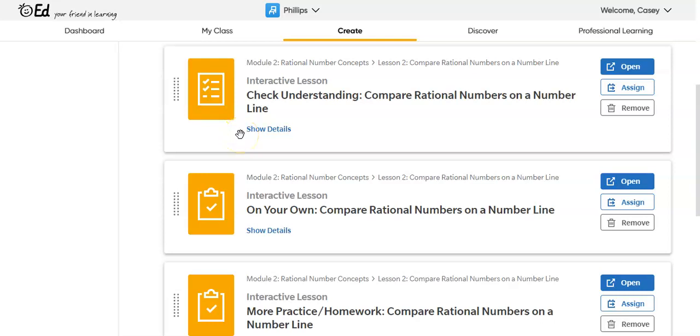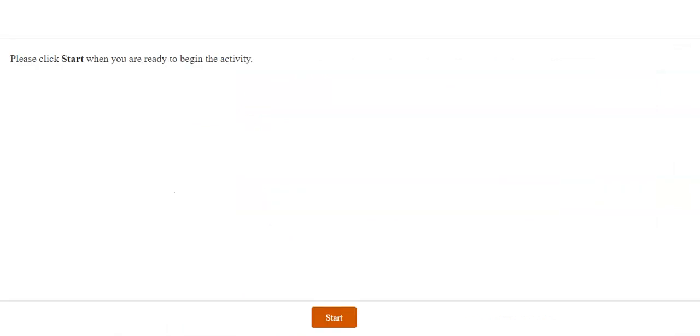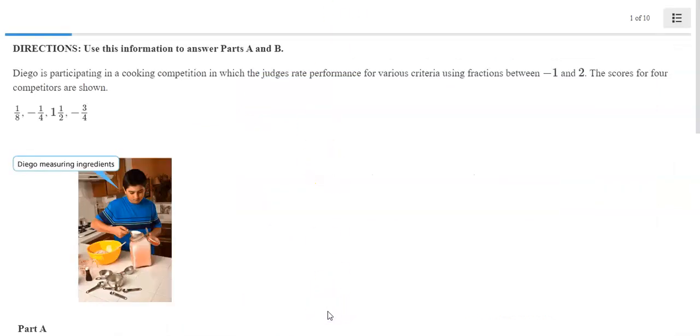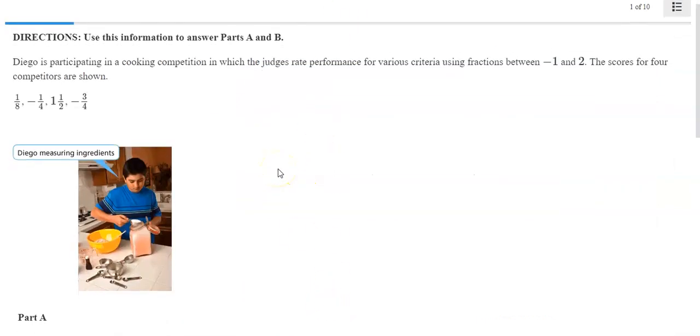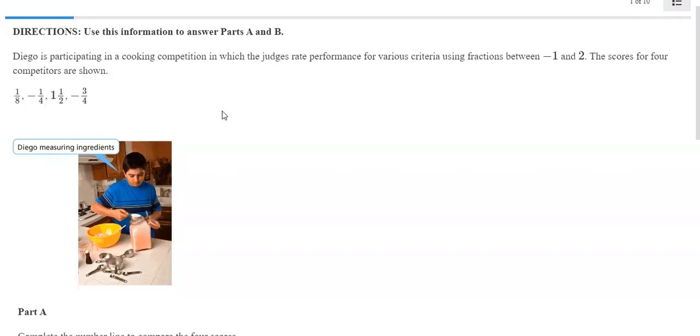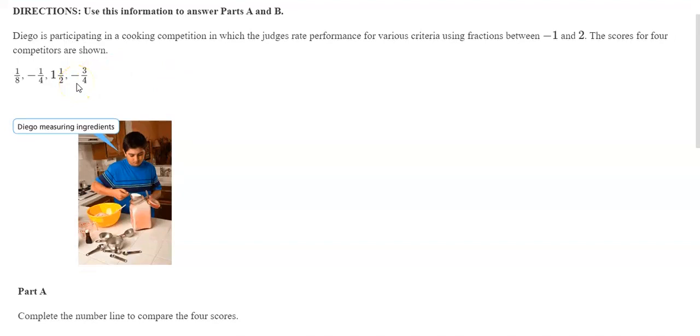We're in Module 2, Lesson 2, Compare Rational Numbers on a Number Line, and this is on your own. So we're going to use this information about Diego to answer parts A and B. Diego is participating in a cooking competition in which the judges rate performances for various criteria using fractions between -1 and 2. The scores for 4 competitors are shown. So we have 1/8, -1/4, 1 1/2, and -3/4.